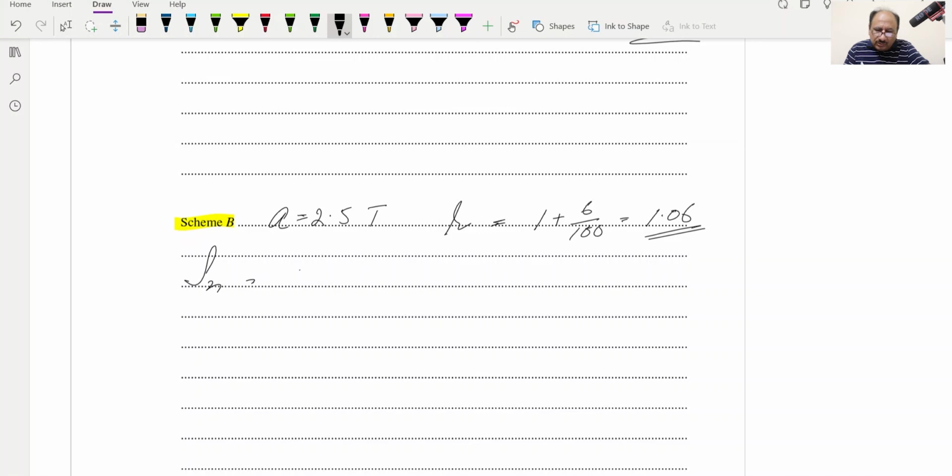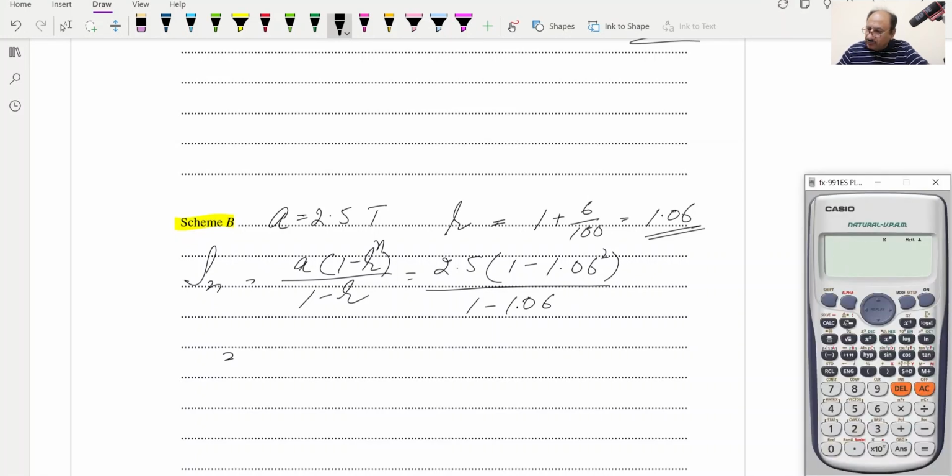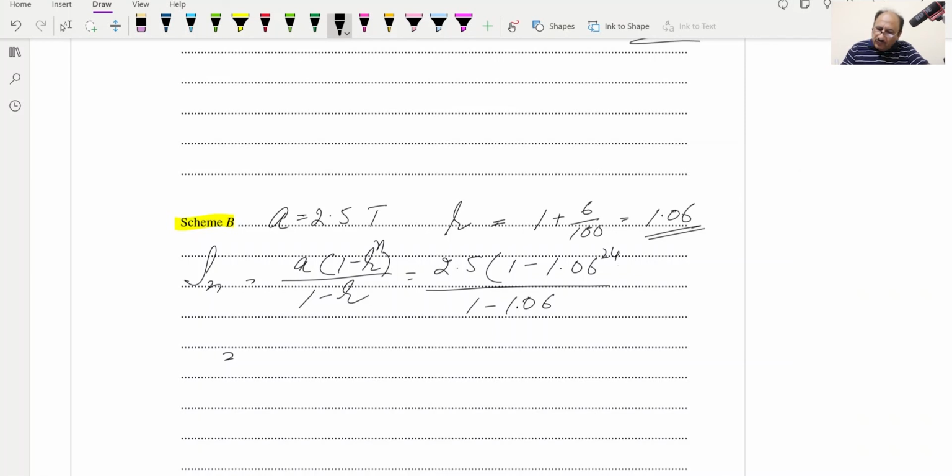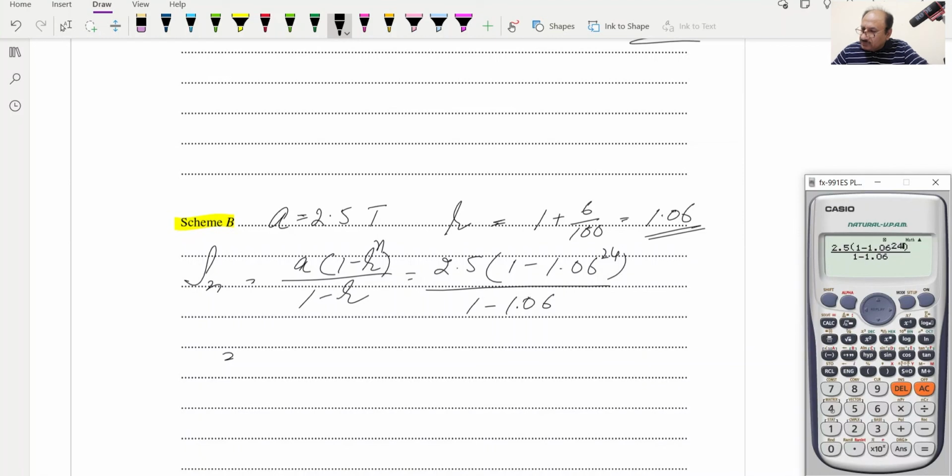So Sn will be equal to what? a into 1 minus r raised to the power n over 1 minus r. We have the a value which is 2.5, we have the r value which is 1.06, and over this will be 1 minus 1.06. So it will be fraction 2.5, in brackets 1 minus 1.06 to the power, and the bracket closed, over 1 minus 1.06. We have missed something: it should not be squared, it should be to the power 24 over here, and we have taken the square. This is the mistake.